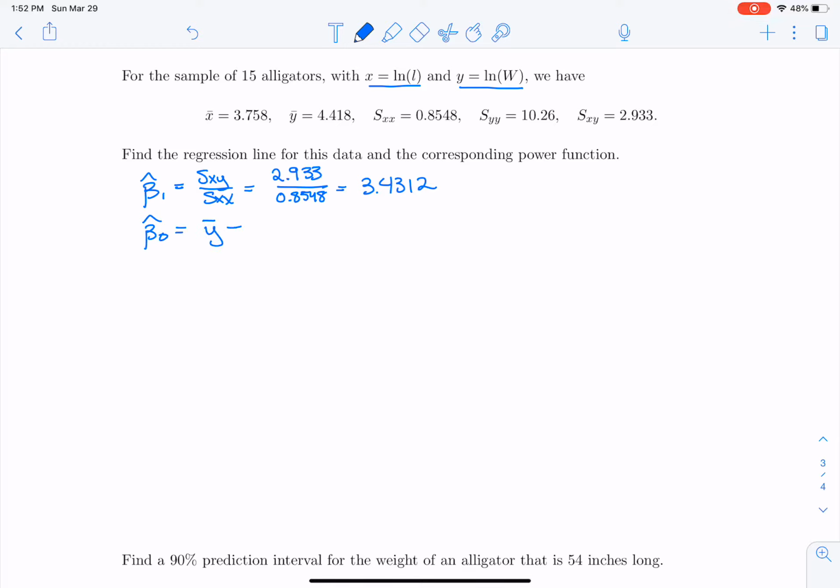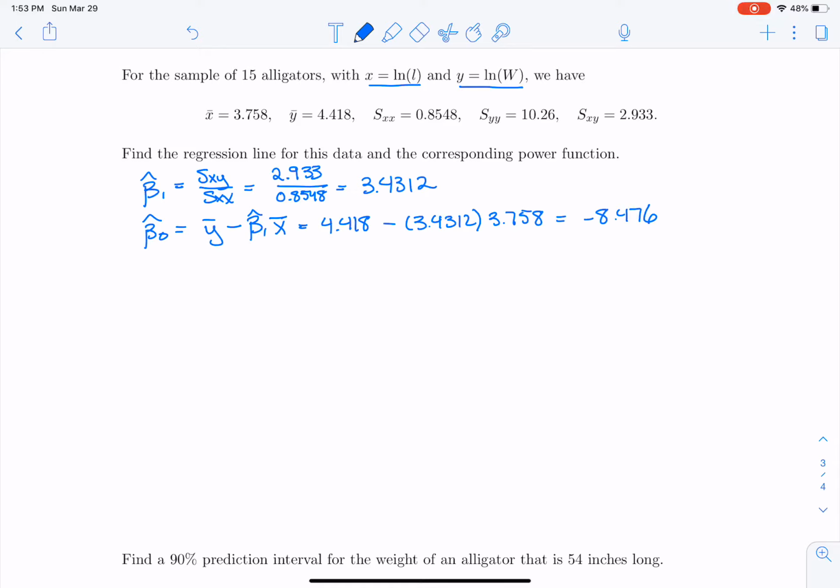That, of course, is y bar minus beta 1 hat x bar. So we're going to take 4.418, subtract the slope, 3.4312, times x bar, which is 3.758. And we get a negative 8.476. So our regression line is that the natural log of W equals negative 8.476 plus 3.4312 times the natural log of L.